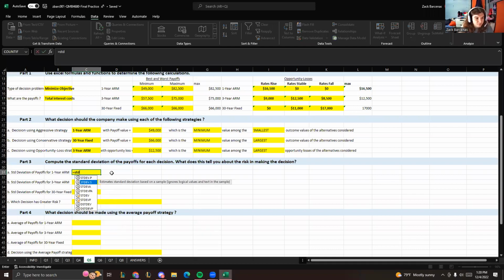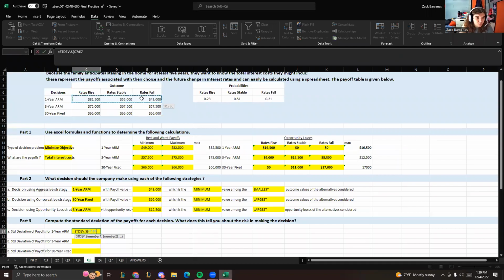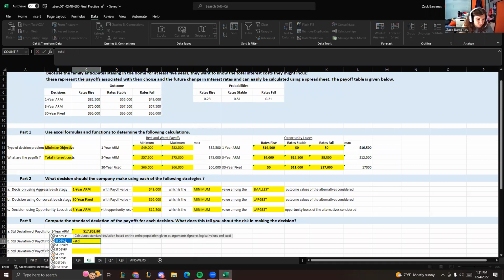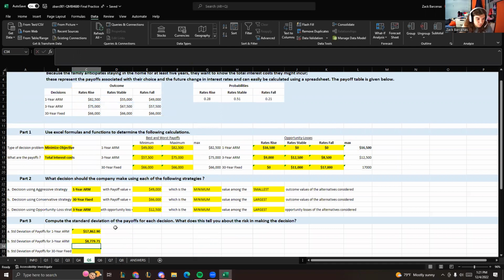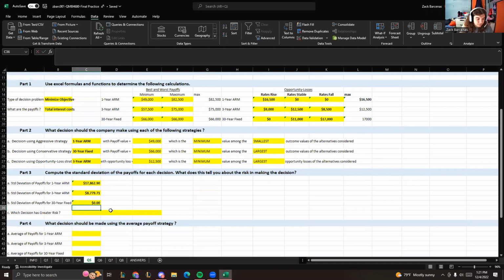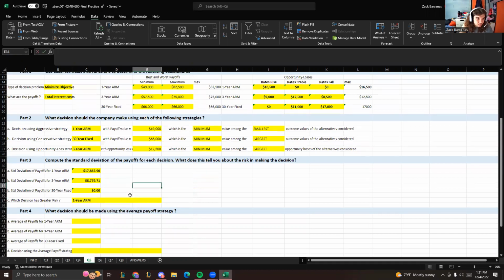So we're going to do the standard deviation of the sample. It's the same for the 1 year. So the 1 year. This one's asking for the standard deviation of the 3-year. And this is asking for the standard deviation of the 30-year. And then the greatest risk would be the greatest value, I believe. So it would be the 1 year.